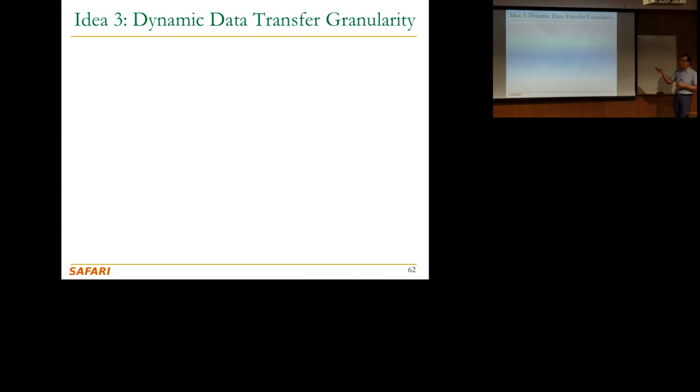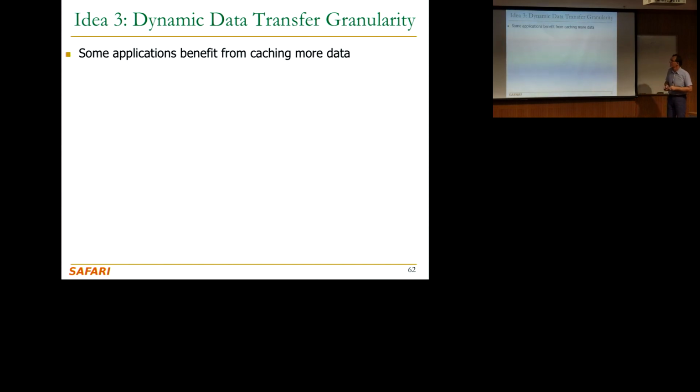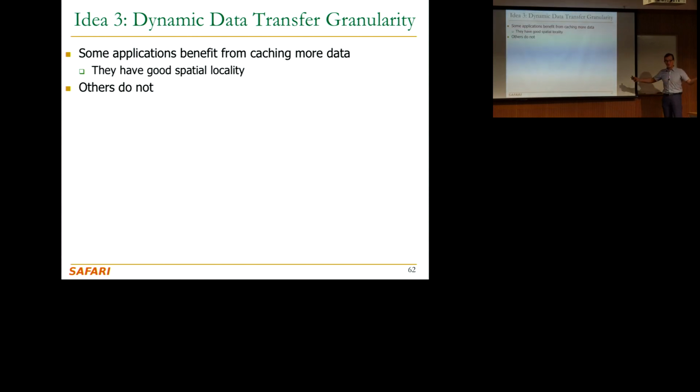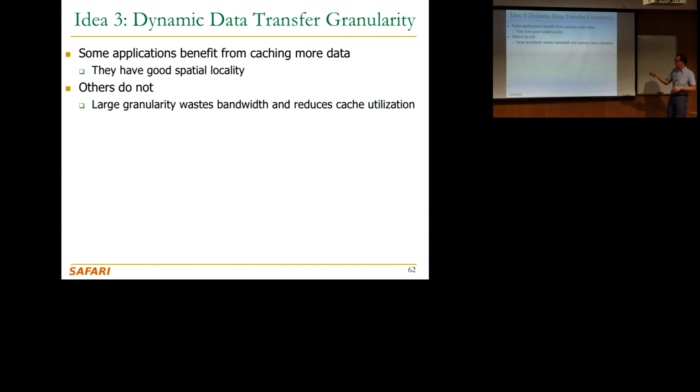There's another idea in this work that I'm going to show the evaluations of. What is the granularity of transfer of data? Some applications benefit from caching more data in a single cache block because they have good spatial locality. This is obvious. Others do not. It's a huge waste to have a large block because you're really wasting cache space. You also waste bandwidth, moving data from PCM to DRAM.